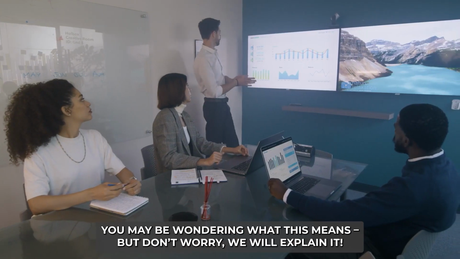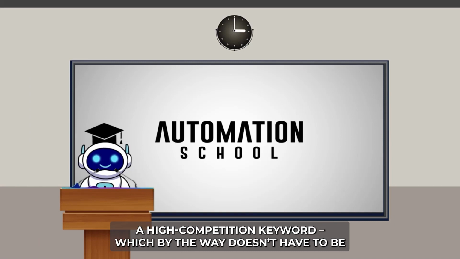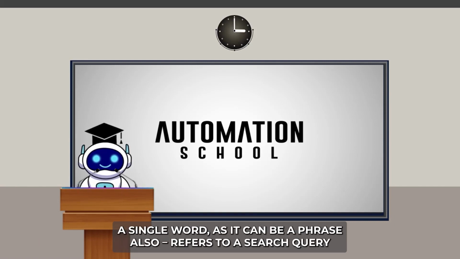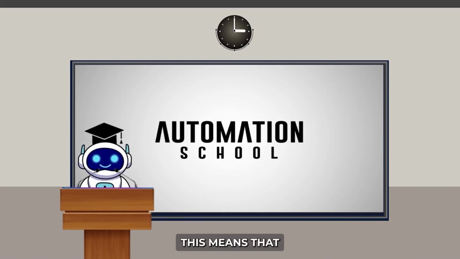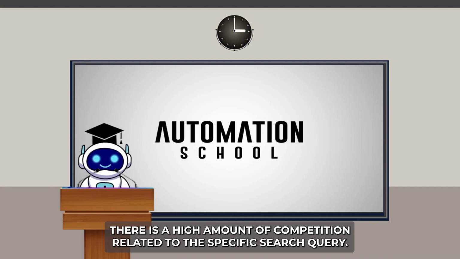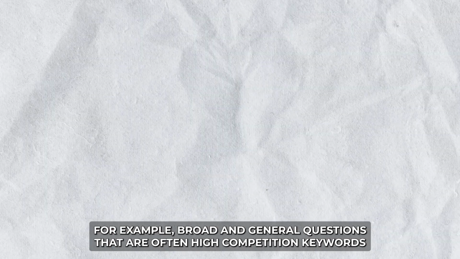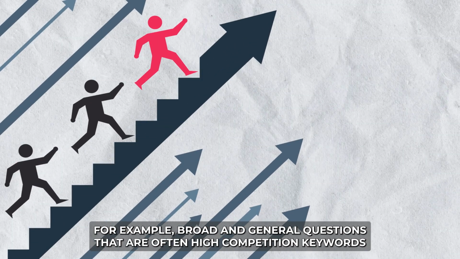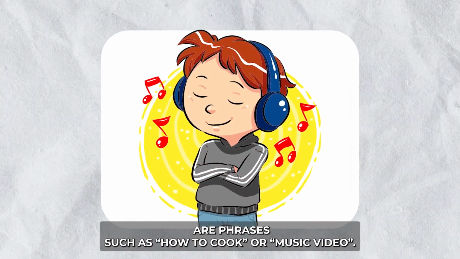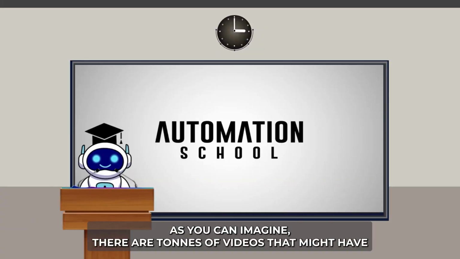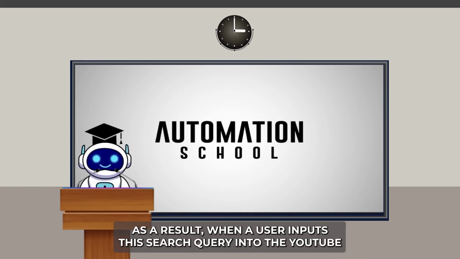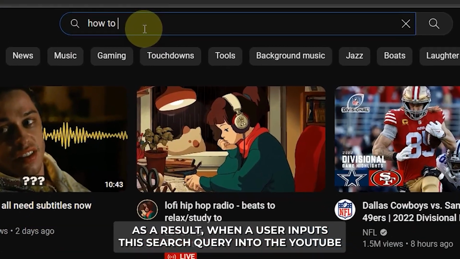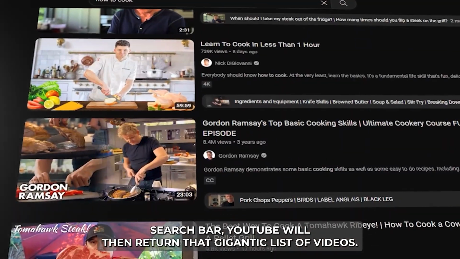You may be wondering what this means, but don't worry, we will explain it. A high competition keyword, which by the way doesn't have to be a single word, as it can be a phrase also, refers to a search query that is very commonly used and associated with videos. As such, this means that there is a high amount of competition related to the specific search query. For example, broad and general questions that are often high competition keywords are phrases such as how to cook or music video. As you can imagine, there are tons of videos that might have these words featured somewhere in the title, description, or tags. As a result, when a user inputs this search query into the YouTube search bar, YouTube will then return that gigantic list of videos.